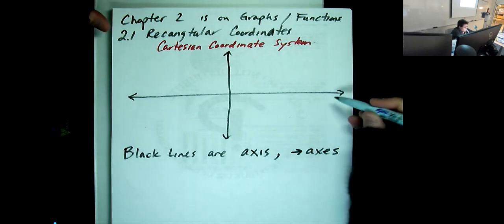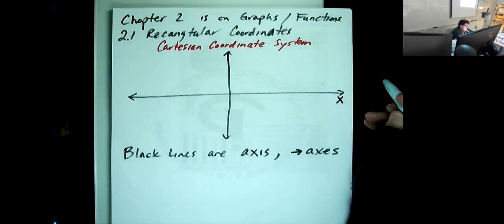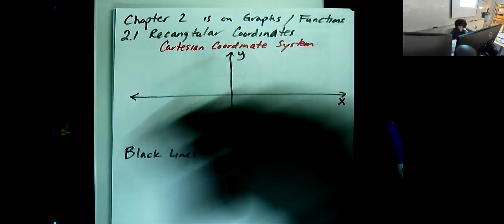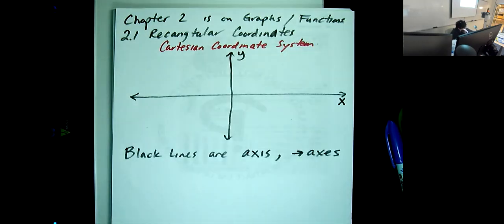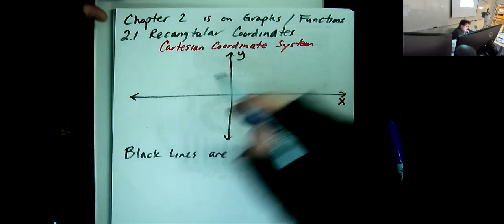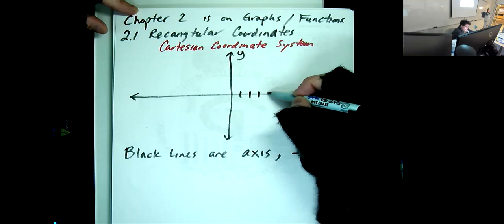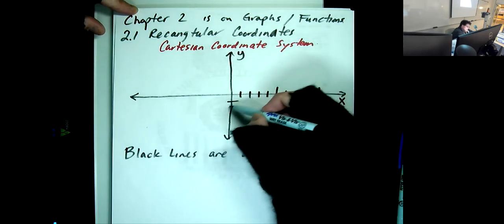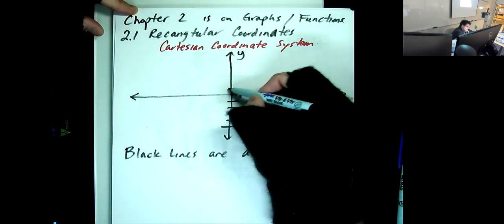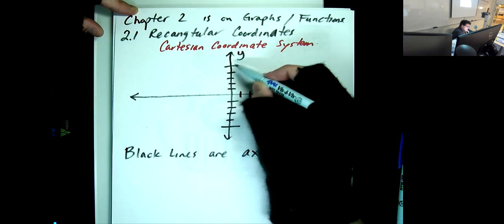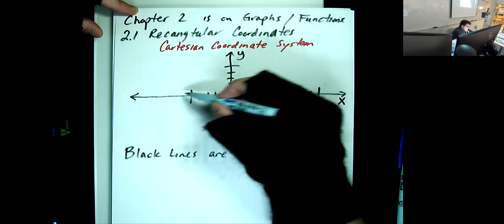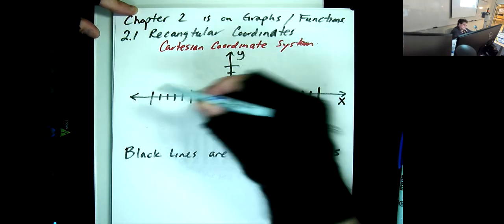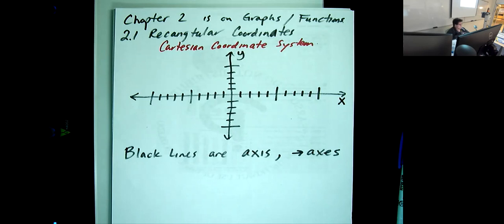Along the flat one, the horizontal one, we do X values. And on the vertical one, we do Y values. And we usually have some little indication of how values go. Little hashtags to show values. When I'm drawing them, I tend to make every fifth one a little bit bigger of a line. It just helps me count them later on.